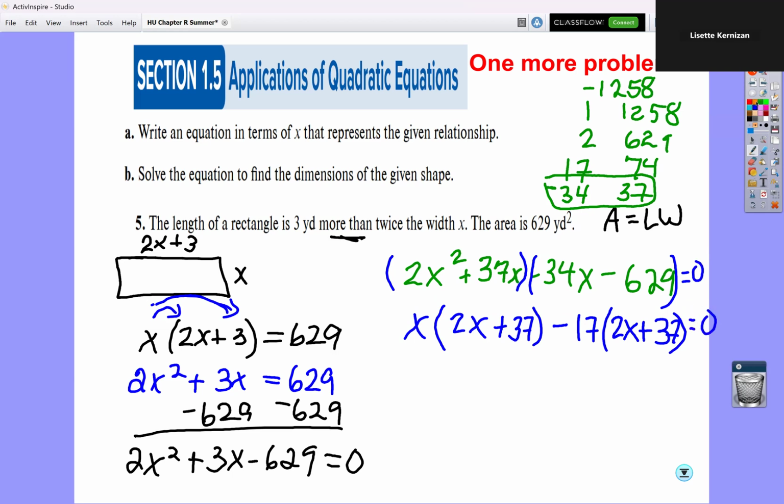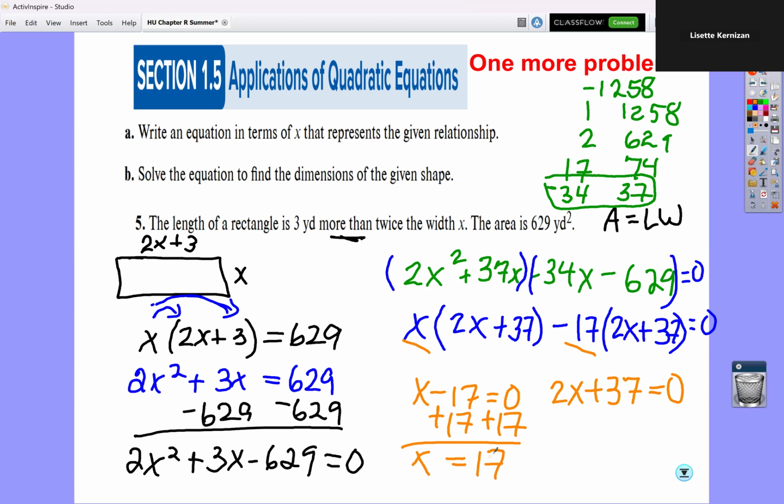So I have two factors. This on the outside, x minus 17, set it equal to 0, and then 2x plus 37, set that equal to 0. When I add 17 to both sides, I get x is 17. And when I subtract 37 from both sides, I get 2x equals negative 37, and when I divide by 2, I get x equals negative 37 over 2. We're not going to use this one because we know we can't use a negative length.